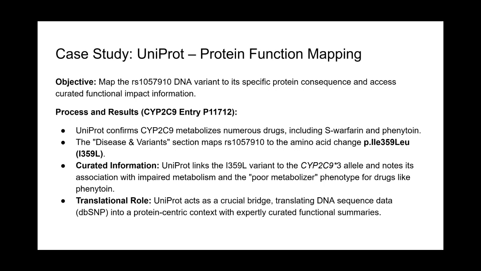Additionally, UniProt offers links that direct users back to the original database entry for the variant, as well as to scientific literature that describes the findings related to this variant. This process demonstrates how UniProt serves as a crucial bridge, translating the DNA-level information from dbSNP into a protein-centric context and providing expertly curated summaries of a variant's known functional effects.